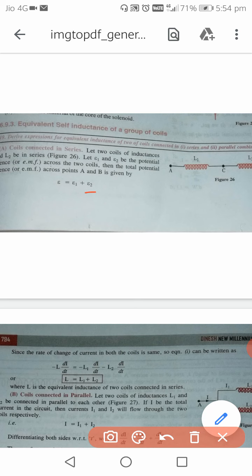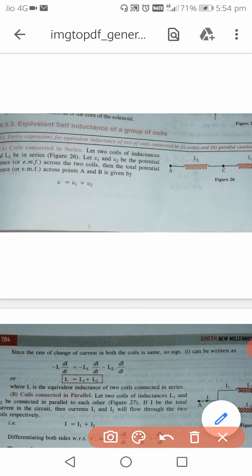Now for the second coil, what will be the change? Only this will be minus L2, but this term will remain the same. Now this di dt gets cancelled. Since all are negative, we can multiply with minus and the whole thing becomes plus. So what will remain? L equals L1 plus L2.